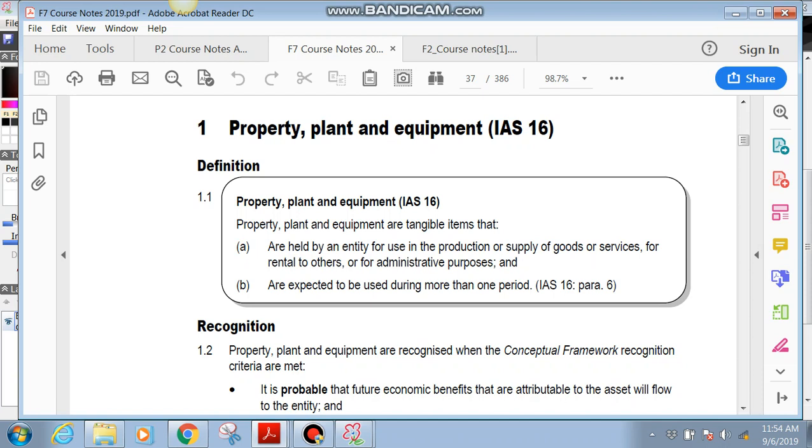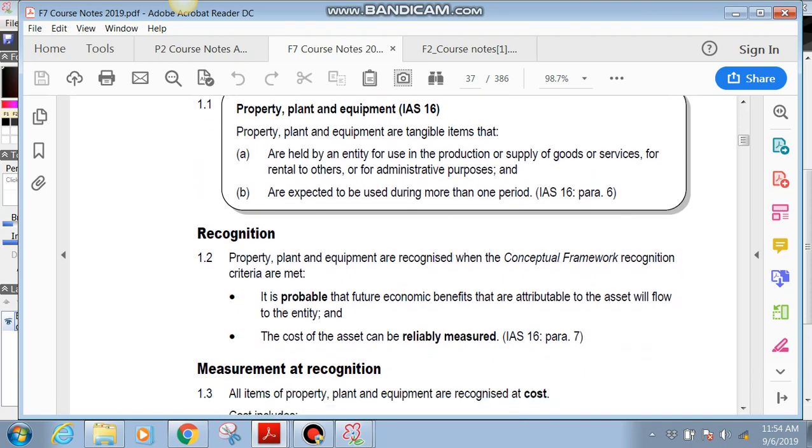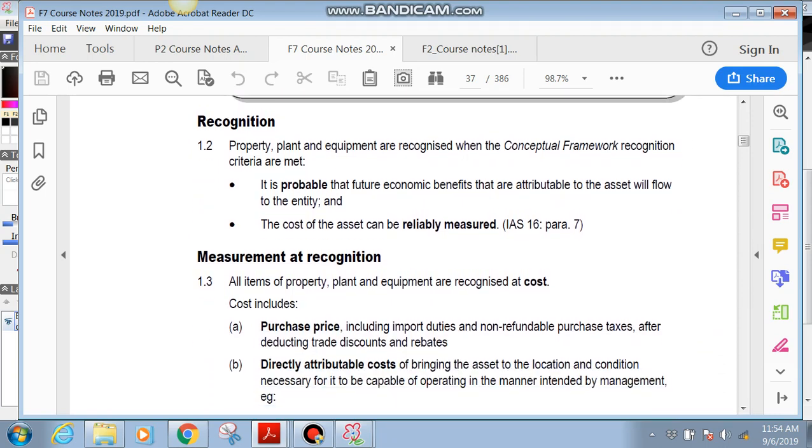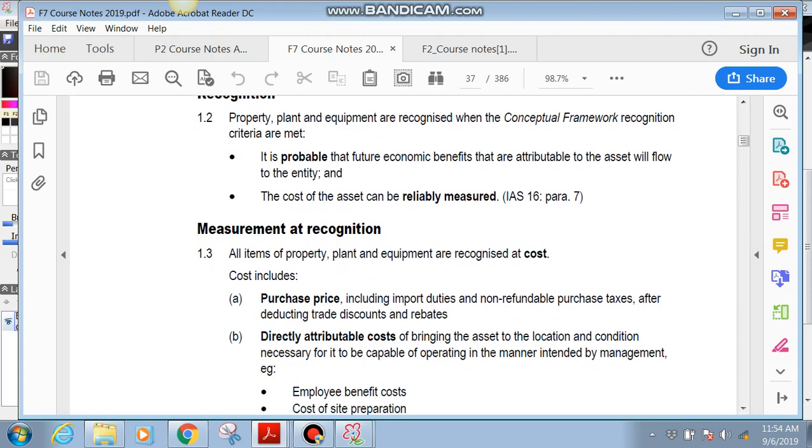How do we recognize it? We use the conceptual framework recognition criteria. And the conceptual framework recognition criteria states that a PPE should be recognized if it is probable that future economic benefits that are attributable to the asset will flow to the entity, and the cost of the asset can be reliably measured. If it meets these 2 criteria, we recognize it as a PPE.